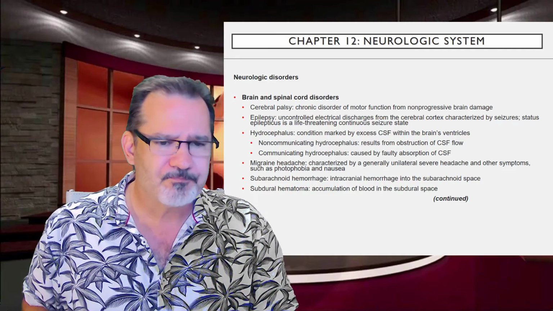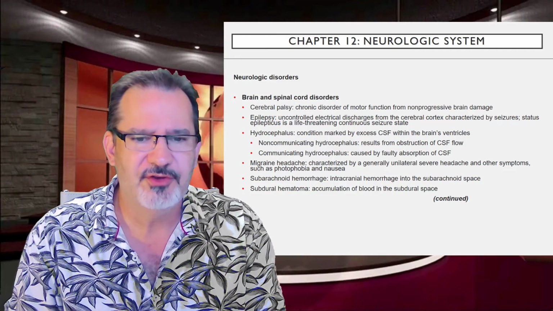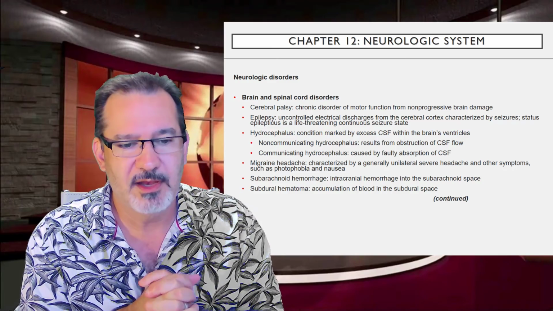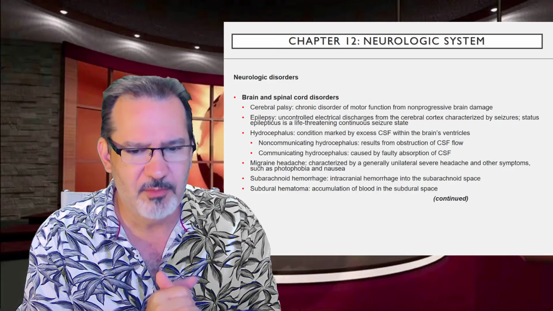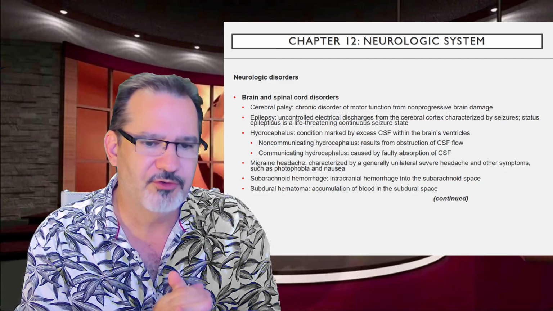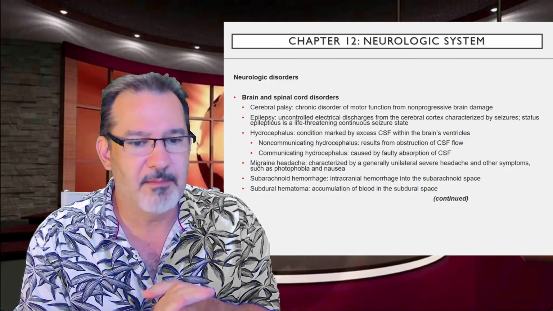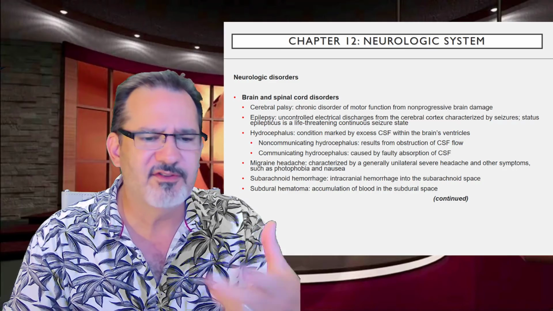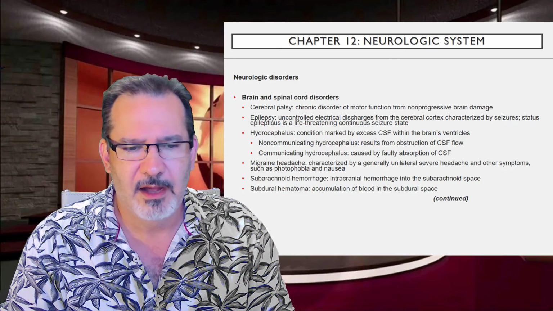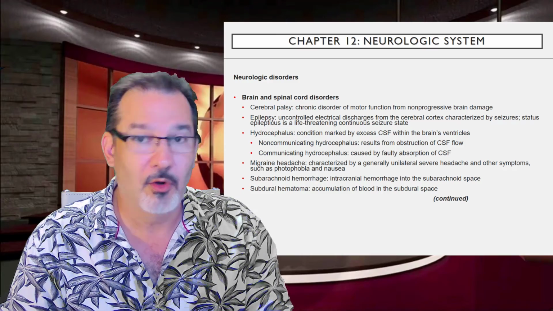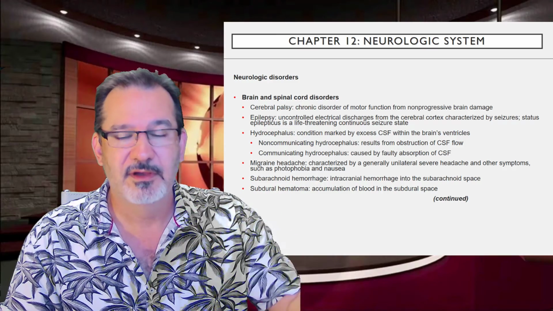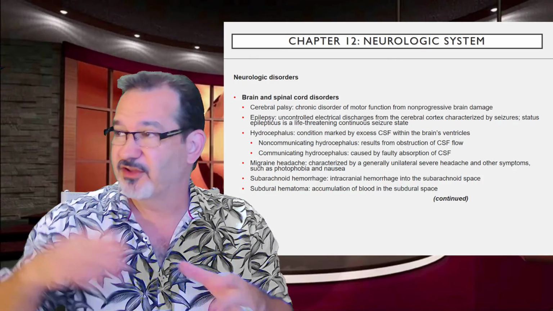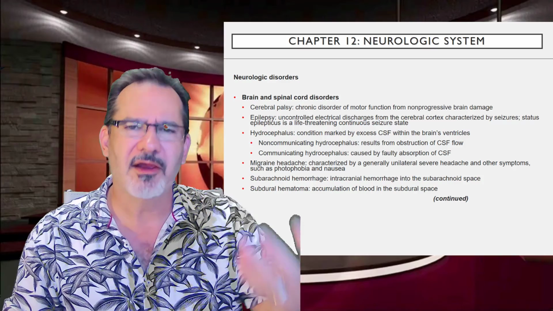Grand mal seizure would be one. Hydrocephalus, excessive CSF within the brain's ventricles, is hydrocephalus. Okay, subdural hematomas, accumulation of blood in the subdural space, fairly common. Migraine headaches, very common, and oftentimes exacerbated by things like photophobia, or come with signs of photophobia and possibly nausea. Photophobia being sensitive to light, and that can make a migraine worse.